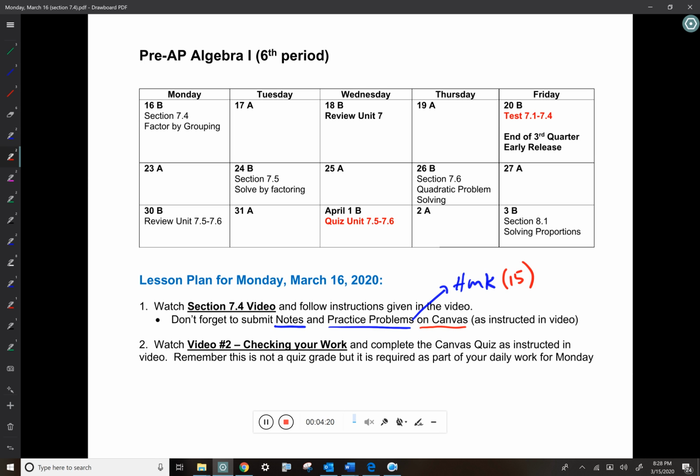Okay, right now you're watching the second video where you went through and checked your work, and then the last thing you need to do now is, notice it says complete the Canvas quiz as instructed in this video that I'm talking about right now. Keep in mind, this Canvas quiz, it's just called a quiz in Canvas, but it's not an actual grade. It's not a quiz grade. It's not a grade at all. But it is required as a part of your daily work because I want to ask you some survey questions to give me an idea of what I need to do for our next class.